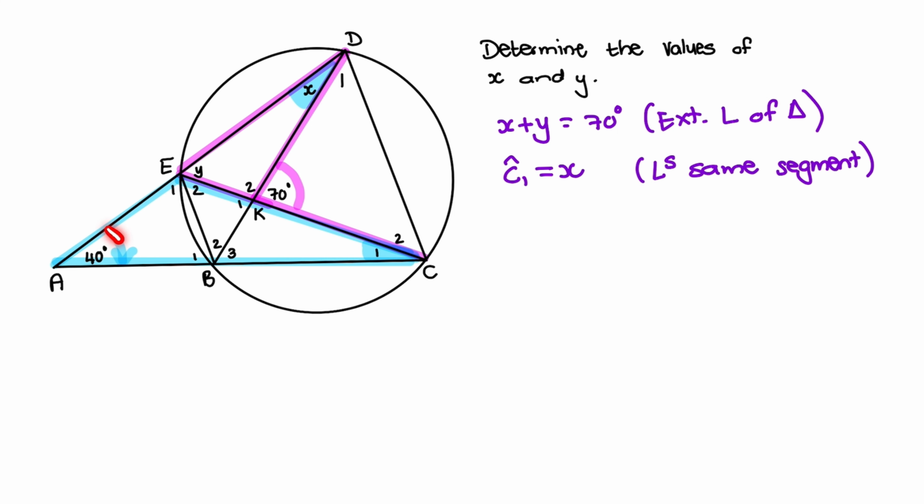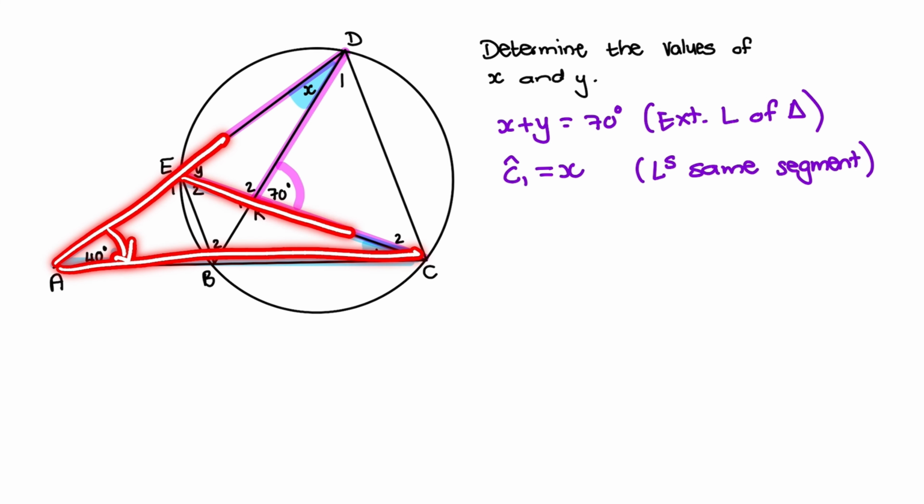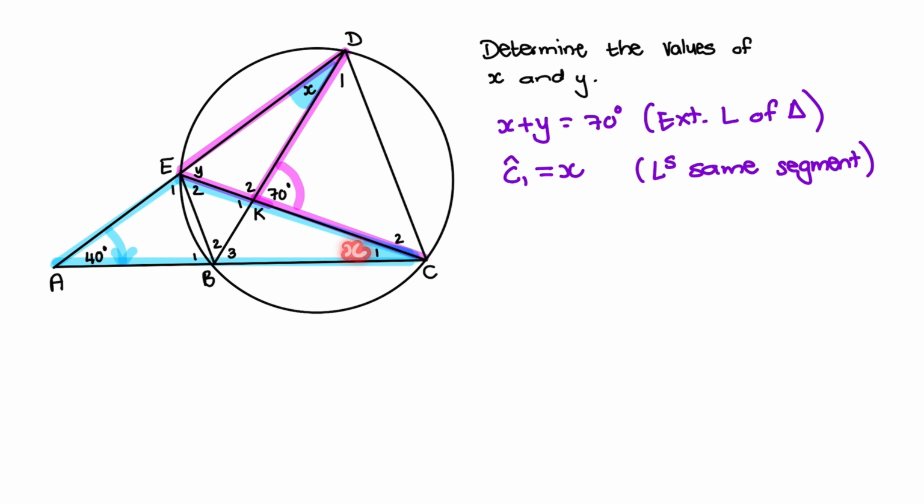Then I look at the 40 degrees again and I notice a triangle, and if I extend the line of one of the legs, I can see that y is the exterior angle of this triangle, and we know that C1 is equal to x. That means that y is equal to x plus 40 degrees. So y is equal to x plus 40 degrees, and our reason again is exterior angle of a triangle.